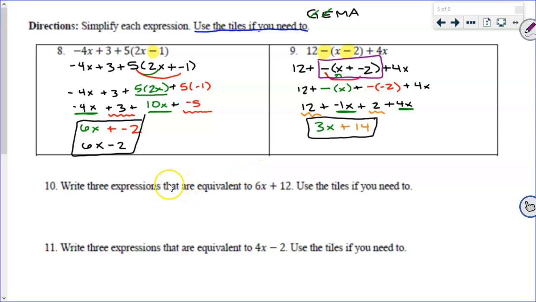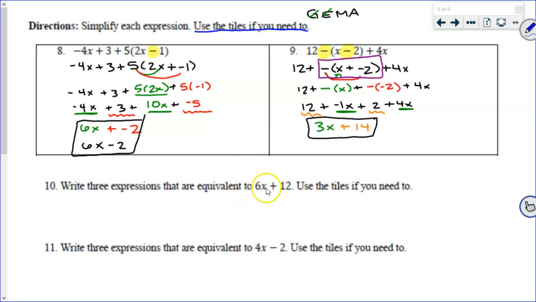Now the next ones I really like because it really gets your brains flowing, makes you think about different ways that we can write this. So I want you to write 3 expressions that are equivalent to 6x plus 12. What that means is I'm giving you the simplified version, unsimplify it and give me something crazy like this. But something crazy that is going to simplify to be that 6x plus 12. You can start nice and simple. Let me help you out with the first one and then you get to write 2 extras.